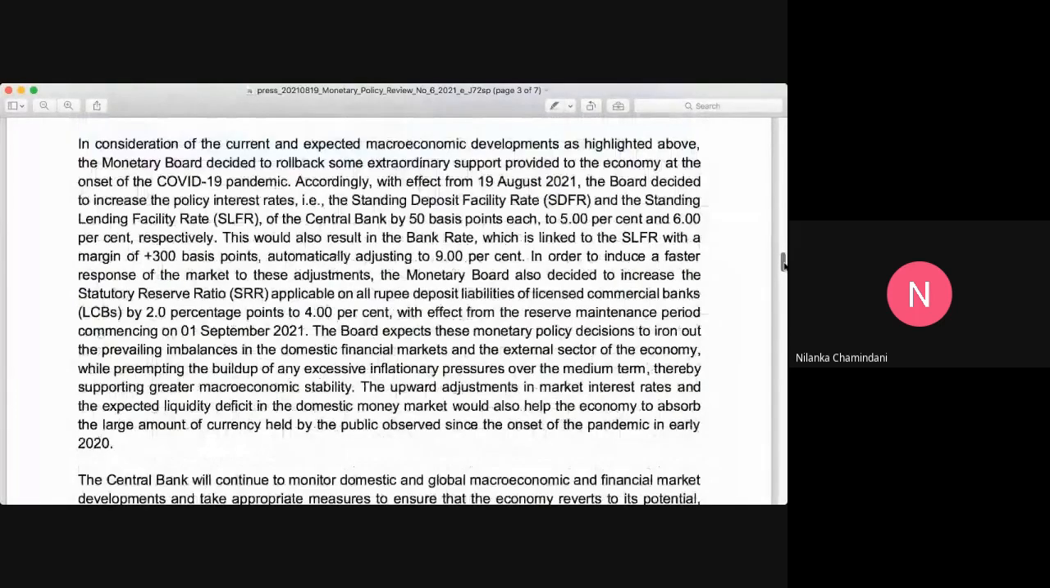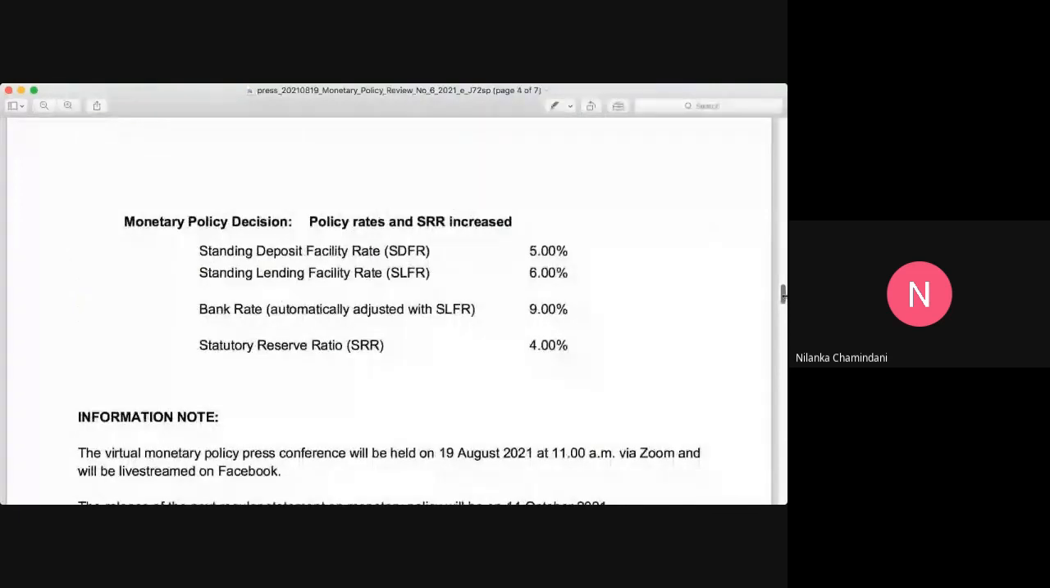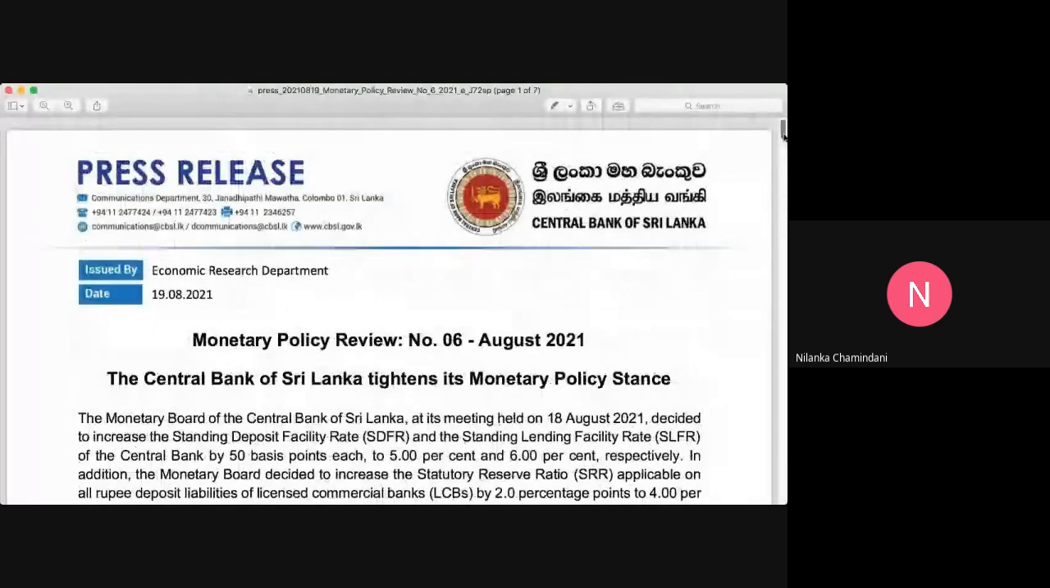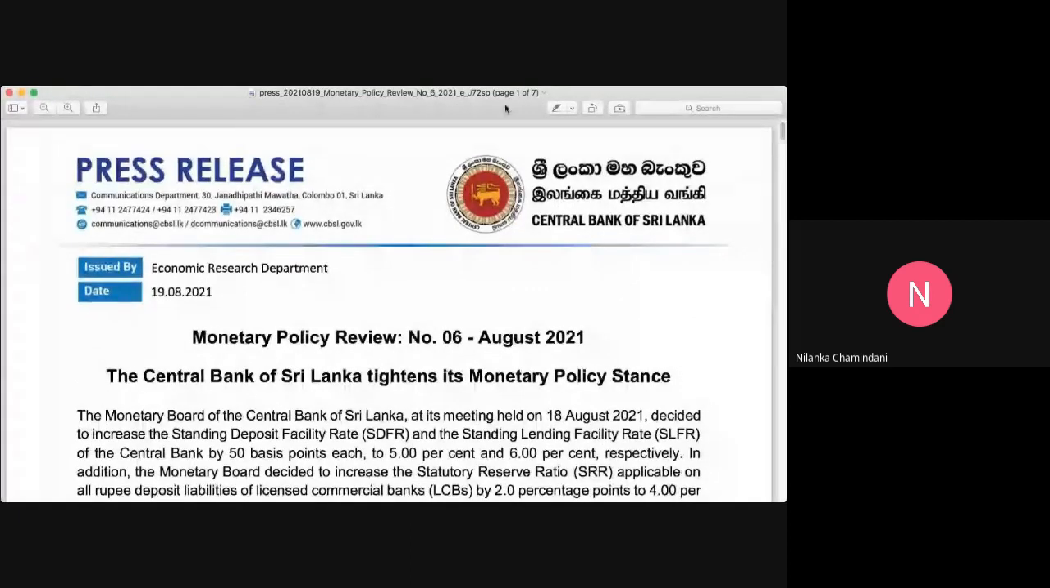So based on this, the central bank is going to change the monetary policy decisions. Likewise, the central bank is announcing the monetary policy stance. Basically the central bank takes monetary policy decisions on a frequency basis, I think 8 times per year in normal conditions. So this is the way the central bank announces this monetary policy to the public. So we can see what the objective is.